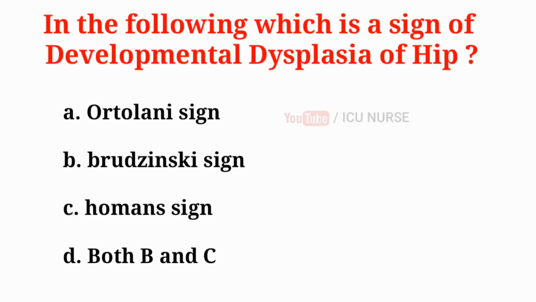In the following, which is a sign of developmental dysplasia of hip? A. Ortolani sign, B. Brudzinski sign, C. Homan's sign, D. Both B and C. And the correct answer is A. Ortolani sign.